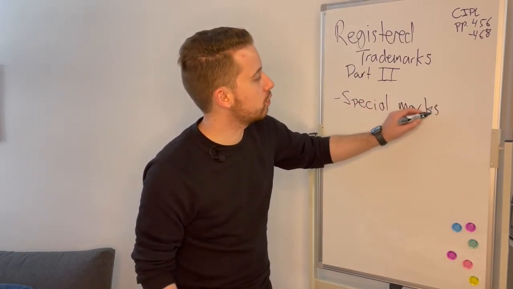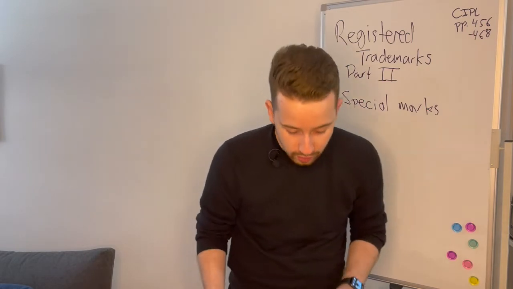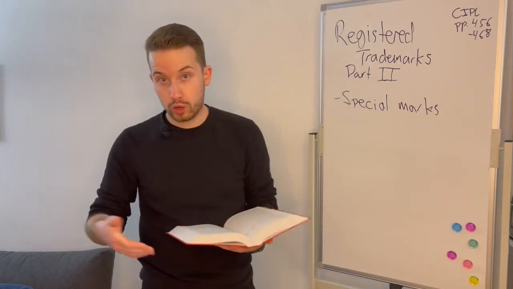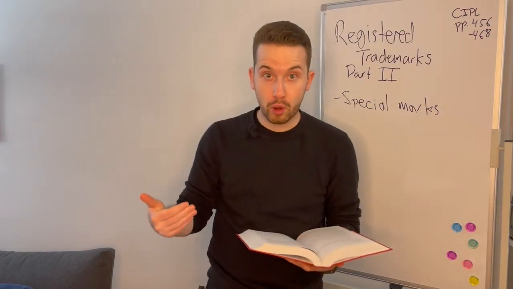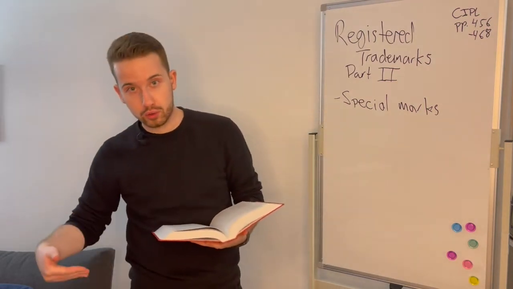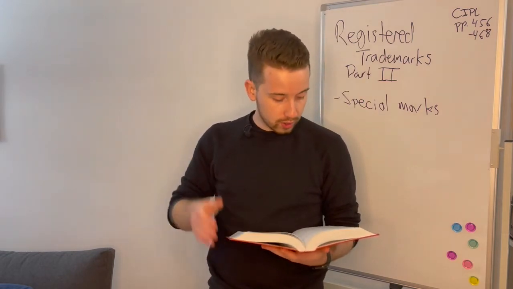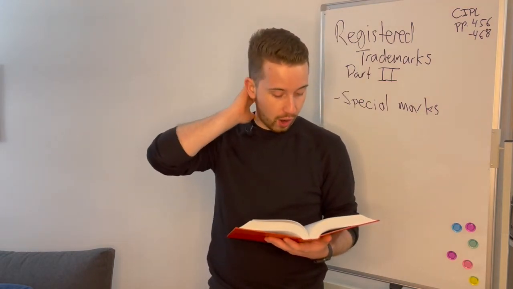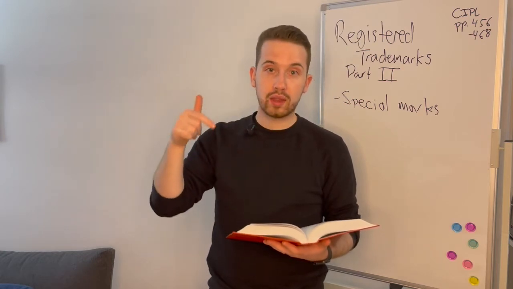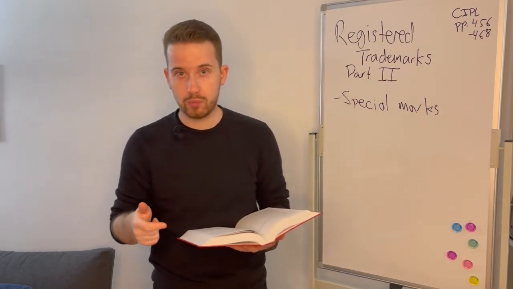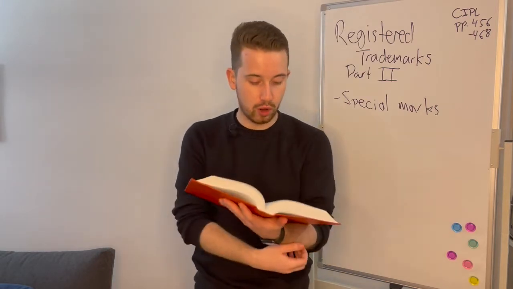And what are special marks? They're marks that are special, right? And that are very different from what are called ordinary marks, normal trademarks under the Trademarks Act, registered trademarks. So what's a special mark, right? That's defined in Section 2. So Sections 23 to 25 cover the regime applicable to special marks.